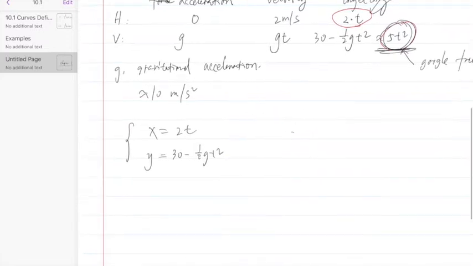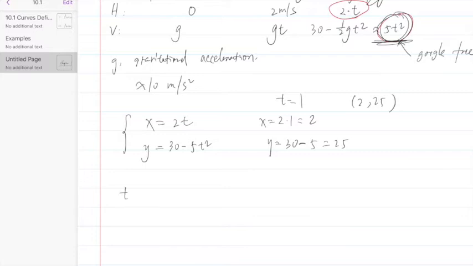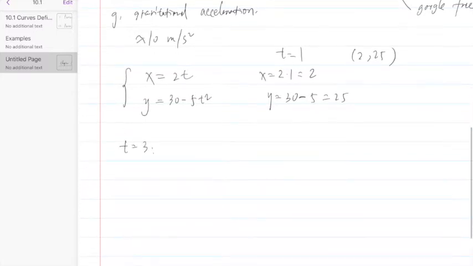Okay, so let's take it back. And here's 5t squared. Okay, so what happens after you travel for 1 second? Well, x equals 2 times 1, which is 2. y equals 30 minus 5, which is 25. So after 1 second, I'm at the point (2, 25).